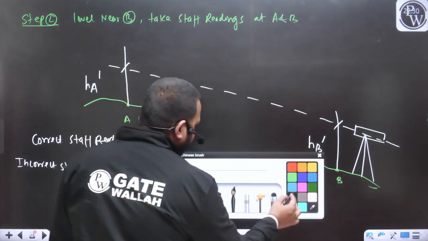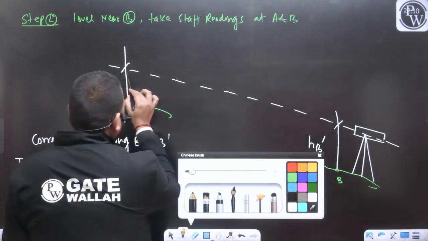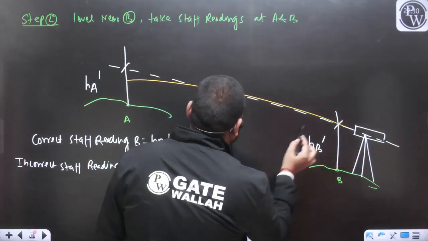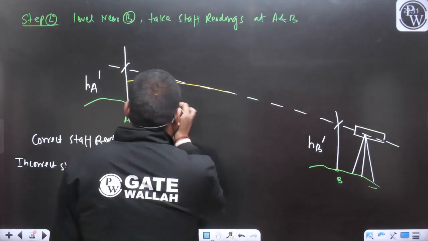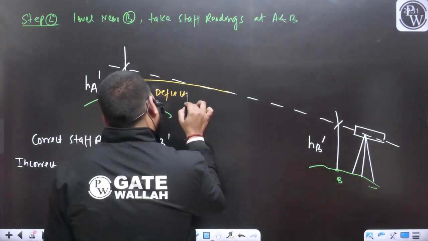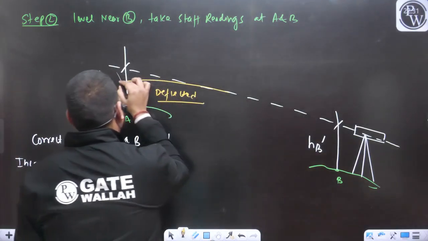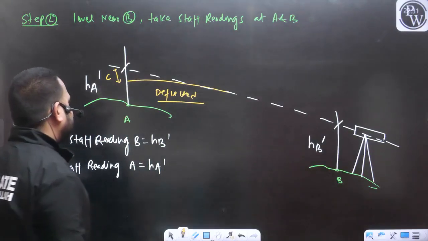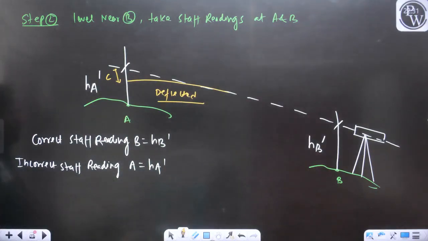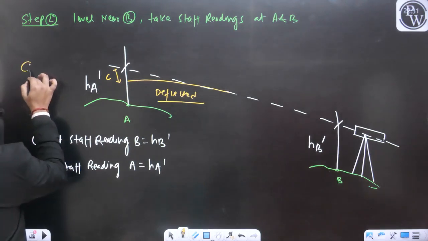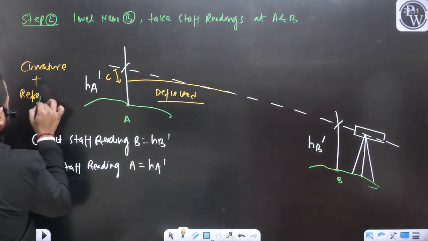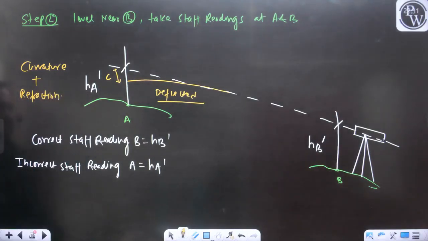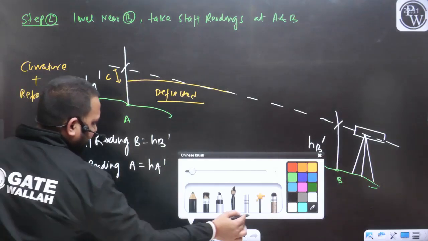Again, why is this reading incorrect? Because this reading you are taking corresponding to the deflected line. So again you need to apply this correction. Again, there will be the effect of the curvature and the refraction for the staff reading at A. So can you please tell me what will be the correct staff reading at A?